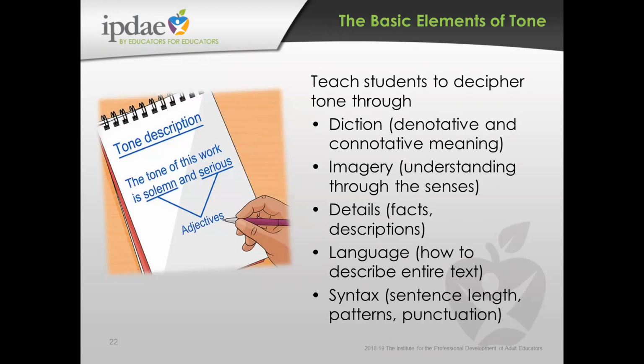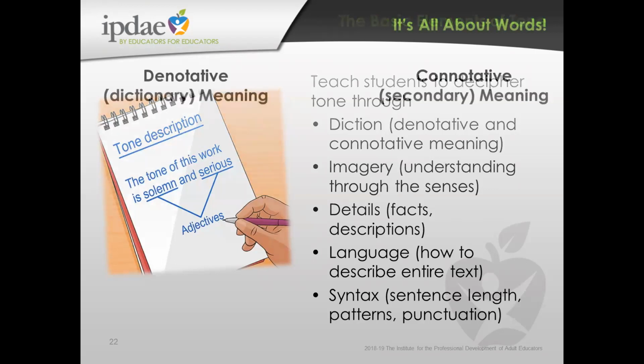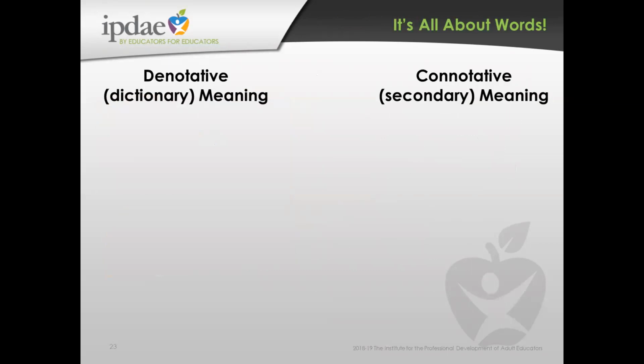Quickly, denotative versus connotative. Big words: one is one's dictionary meaning, one is the secondary meaning. For example, if I show this, what's the first thing that comes to your mind? I show this particular thing. What's the first thing that you think about?